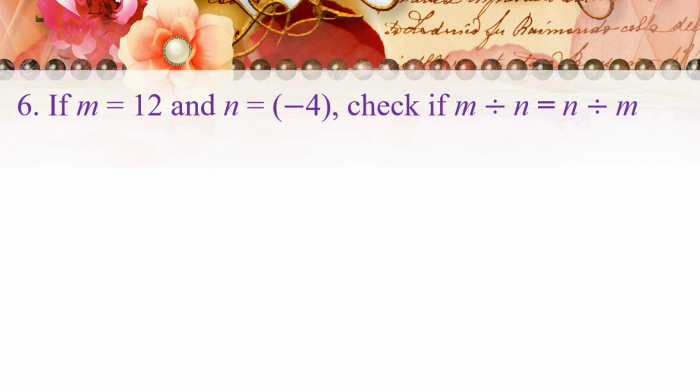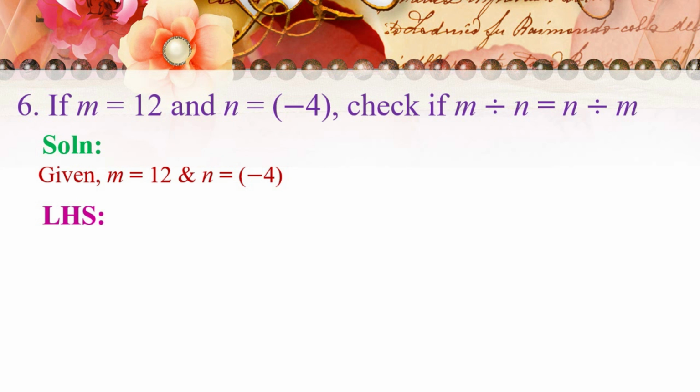Sixth problem, if m equal to 12 and n equal to minus 4, check if m divided by n is equal to n divided by m. Let us find the solution. Here given m and n values, m equal to 12, n equal to minus 4. Let's check LHS. m divided by n is equal to 12 divided by minus 4. 12 divided by minus 4, we get 3. When we divide a positive integer by a negative integer, we get a negative integer only. So, m divided by n is equal to minus 3.